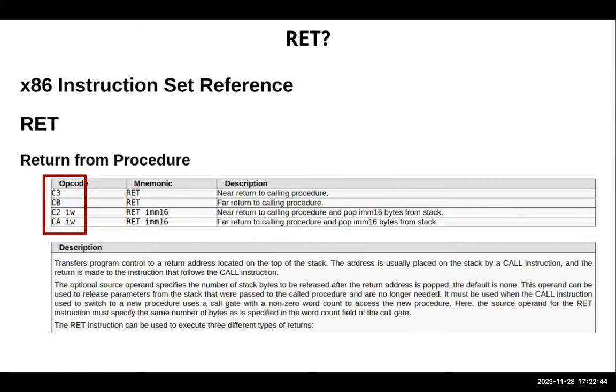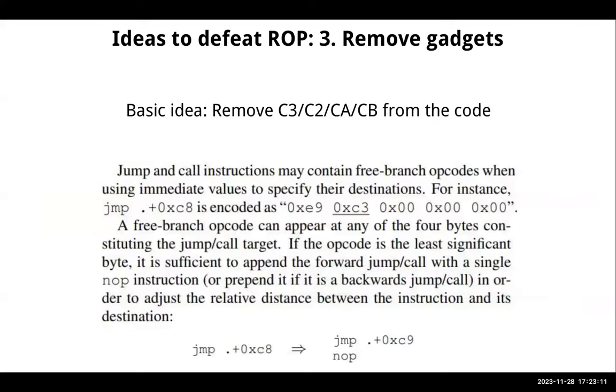Like we talked about last class, return instructions are basically those four different byte values: C3, CB, C2, CA. That's it, right? So if we do not have those values in our code, then we will not have return instructions. Even if you can still jump to the middle of an instruction, if there is no return, then this will not work, right? So the idea is just to remove those from the code.